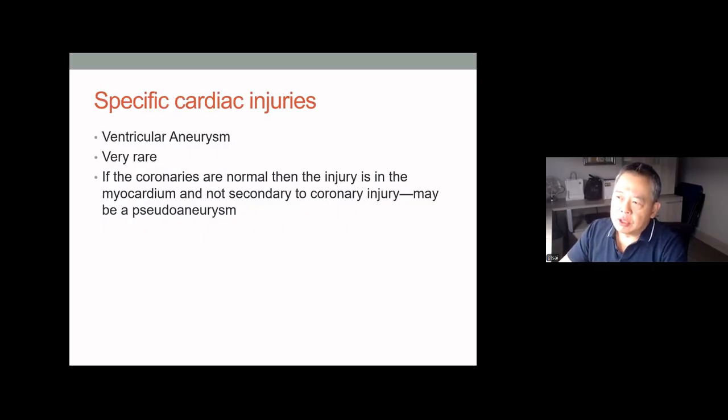The specific cardiac injuries would be, after you injure the heart, you nick it, for example, and it doesn't blow out, it will basically create a ventricular aneurysm, and it's very rare. Now, if the coronaries are normal, then the injury is in the myocardium, right? So you have a bruised heart, if you will, and the myocytes die, and it becomes scar and thins out and starts to bulge, and it's not secondary to the coronary injury. In this case, if you have a true through-and-through injury, and it's a small one, you might develop a pseudoaneurysm, which is very different from a true aneurysm.